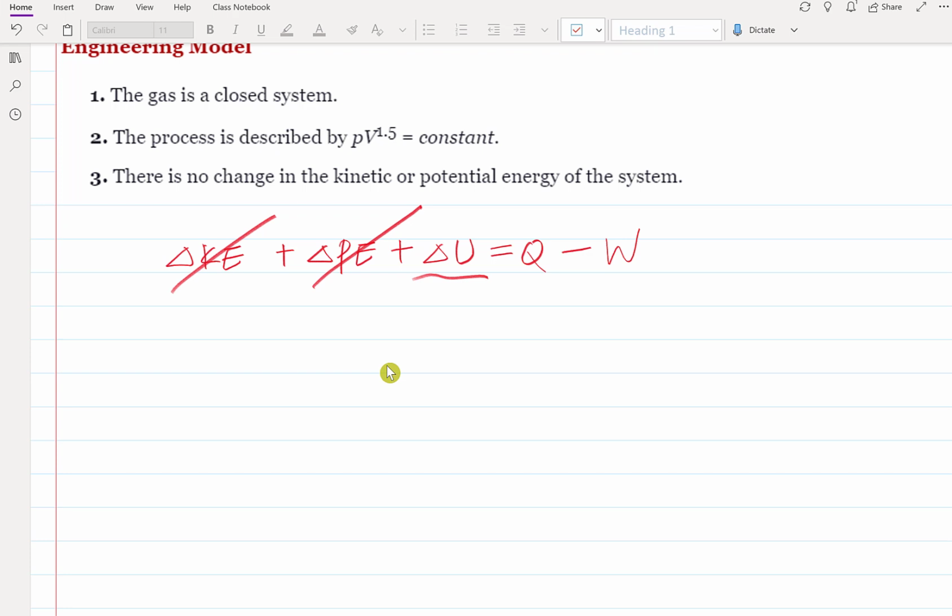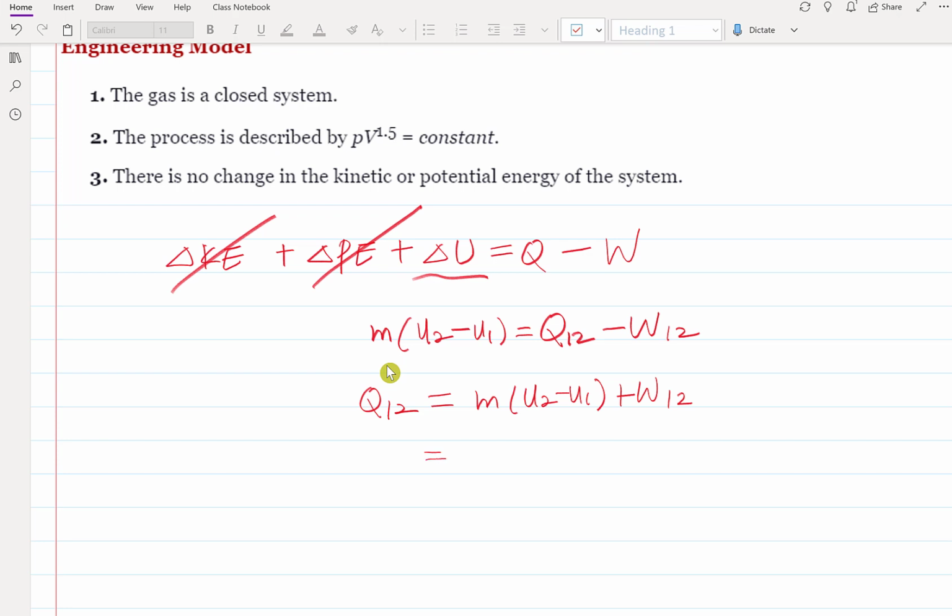Internal energy change can be expressed as m, mass times specific internal energy change. Q is the heat transfer to or from the system. It can also be expressed as Q1,2 between state 1 and 2. W can also be expressed as W1,2. So, solving for Q, it is mass times internal energy change plus work.